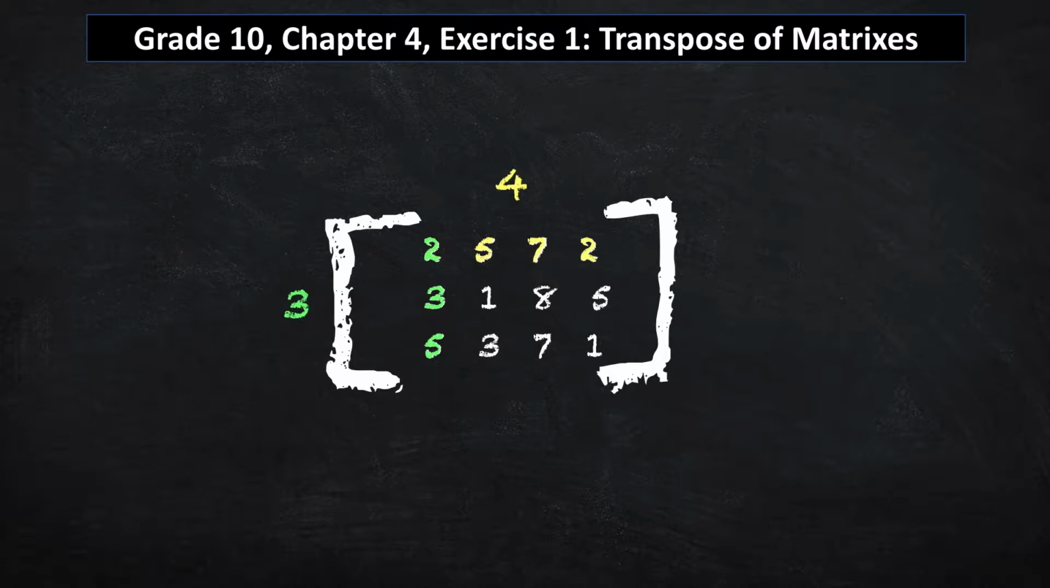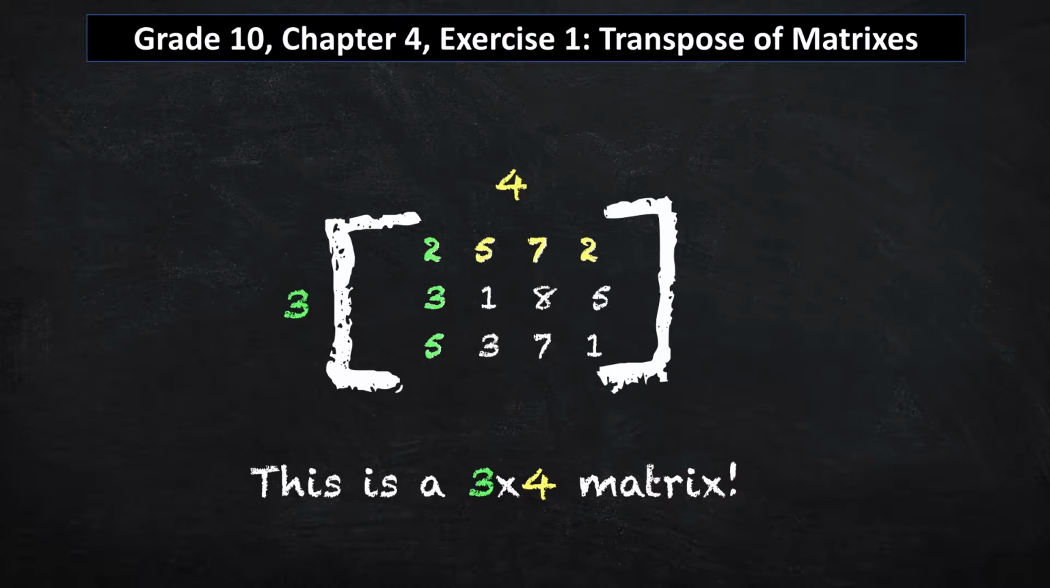So we can say that this matrix is a 3 by 4 matrix because we put first the number of rows and then the number of columns. So again, this matrix has 3 rows. The first one is made of the numbers 2, 5, 7 and 2. The second one is made of the numbers 3, 1, 8 and 5, and the third row is composed of the numbers 5, 3, 7, 1.